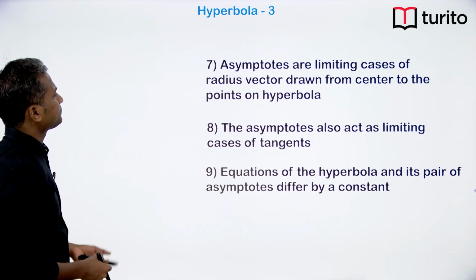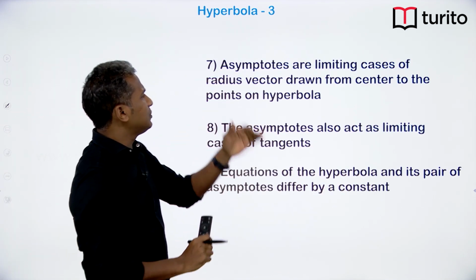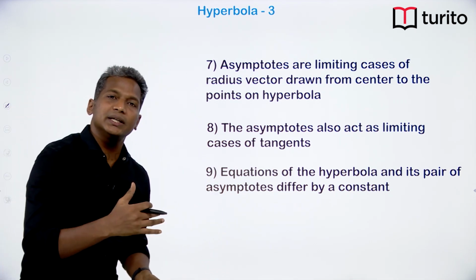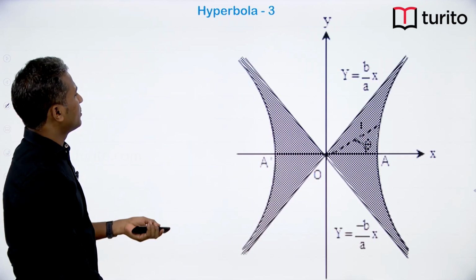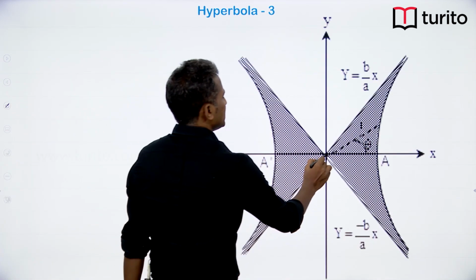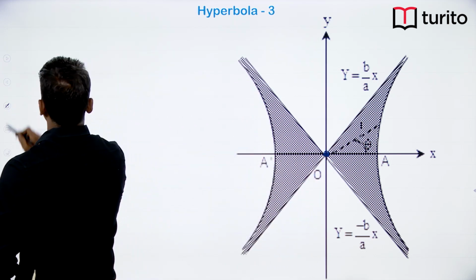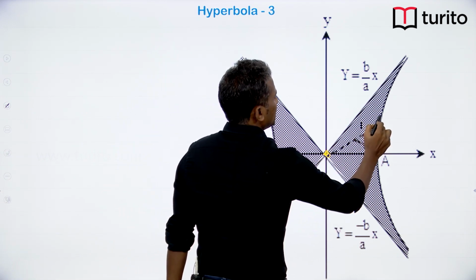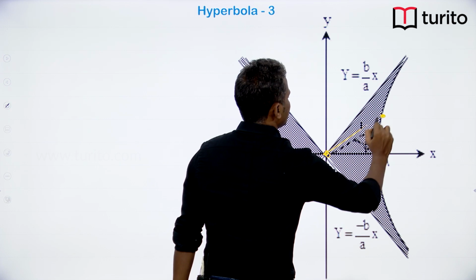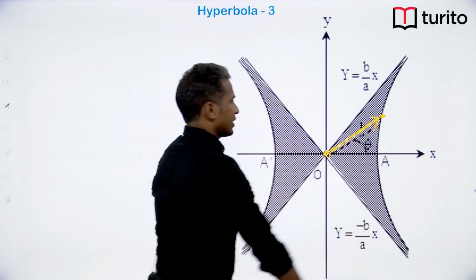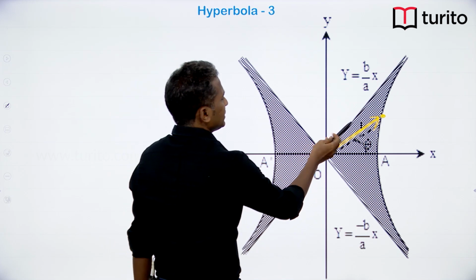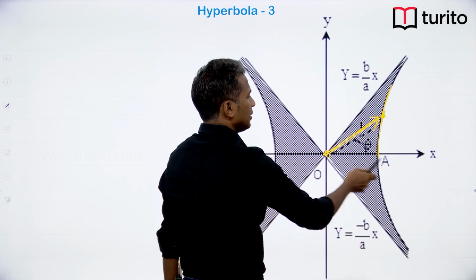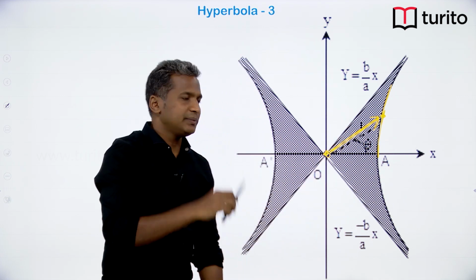Next. Basically, asymptotes are the limiting cases of the radius vector drawn from the center to the hyperbola. For example, if you take this diagram, this is our center. From the center, let us say I am taking a point here. So, this becomes our radius vector. Now, if I vary this radius vector, that means as I vary the point on the hyperbola, this radius vector is going to vary.